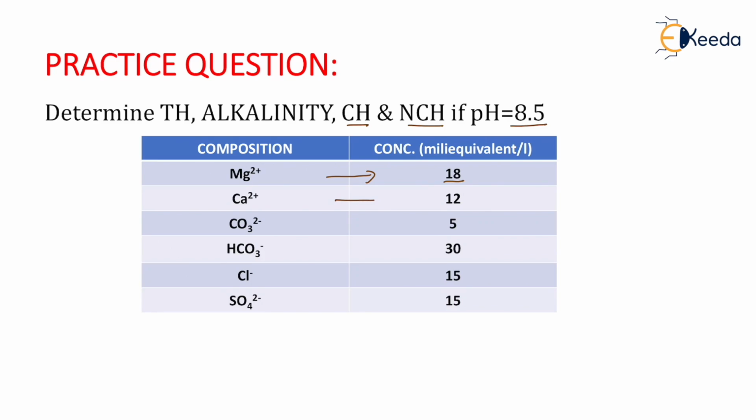Now for calcium 2 positive, the concentration is given as 12 milli equivalent per liter. For carbonate 5, for bicarbonate 30, for chloride 15, for sulfate 15 milli equivalent per liter. Okay. Now we need to determine the total hardness, alkalinity, carbonate hardness and non-carbonate hardness.